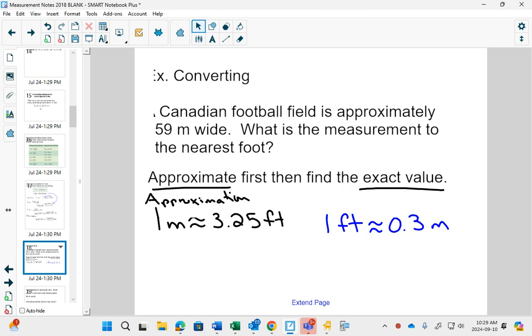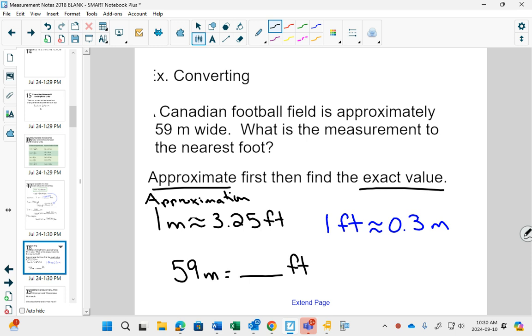So first, if you have 59 meters, and I'm writing this in black because I'm going to use the black conversion. If 1 meter is 3.25 feet, and I have 59 of them, should I multiply or should I divide in this situation? Multiply, because we should get more of them, right? And we get 191.